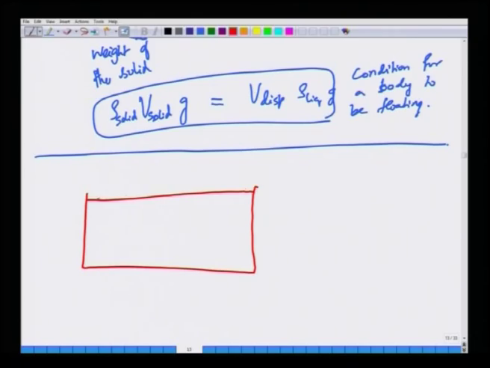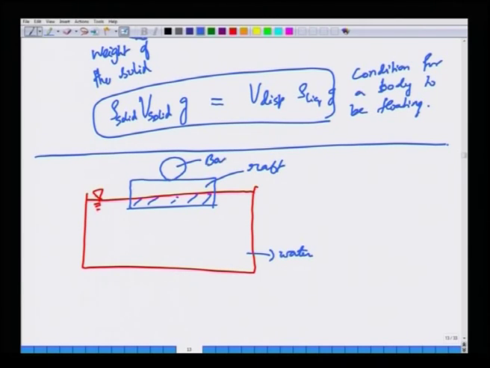Okay, this is the water level. Okay, this is water, and you have an object, let us say a raft, that is floating, and over the raft there is a barrel, a cylindrical barrel. This is a raft, this is a barrel. Okay. So, this is water. So, gravity is acting in this direction, and let us say the displaced volume is V in this case. Let us call this situation case A.